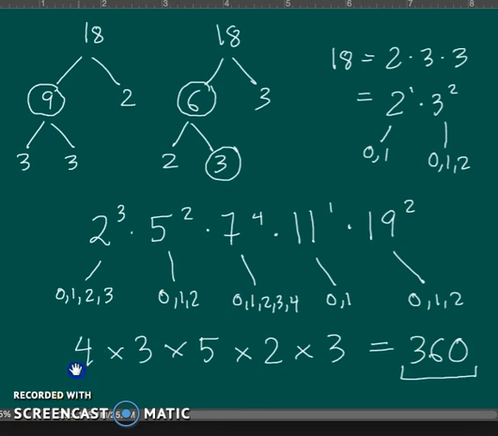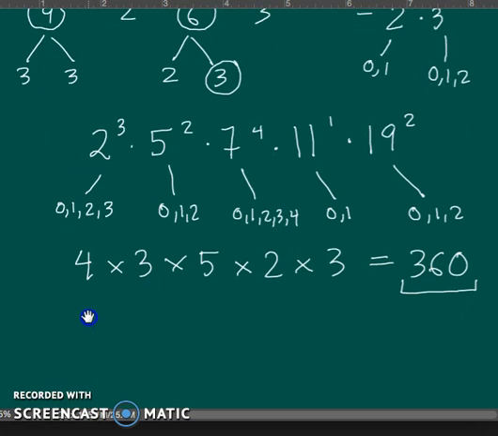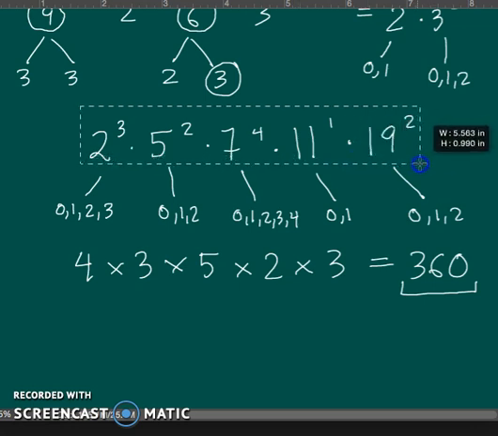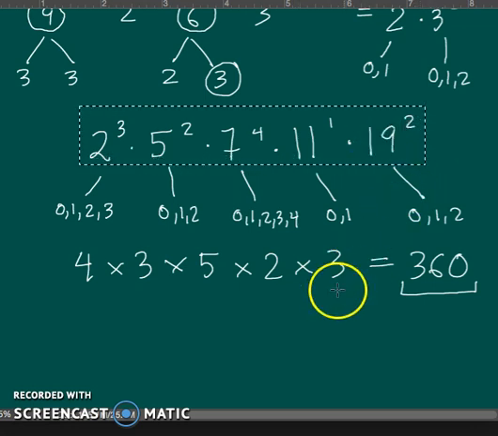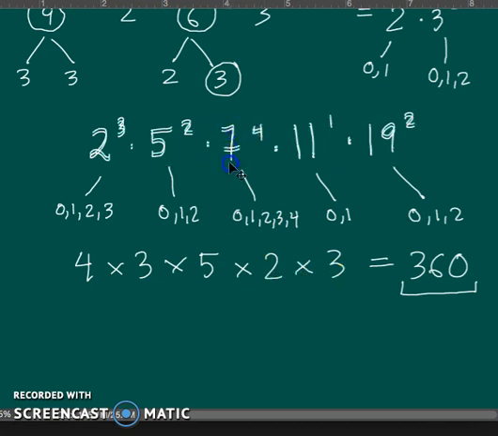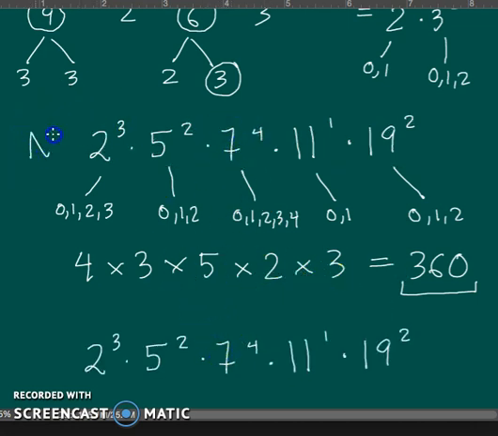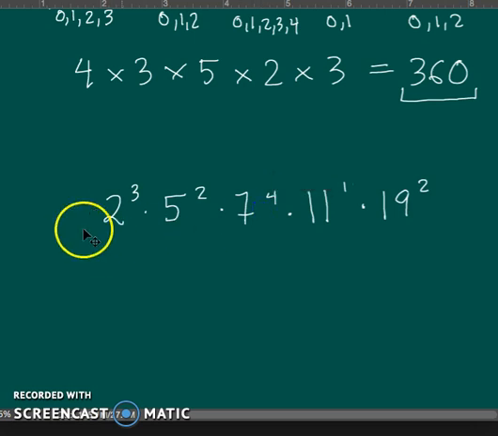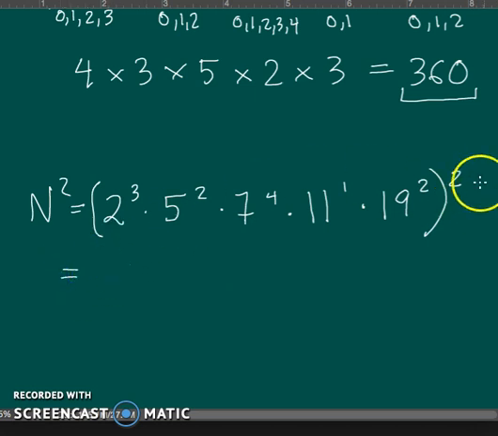Now the second part of the question asks, what if we have n squared? How many factors does n squared have? Well, I'm just going to copy this number that we wrote down. So if that was n, and we now want to observe n squared, n squared will look like this number squared here. So we'll have to apply an exponent of 2 to everything inside the brackets.